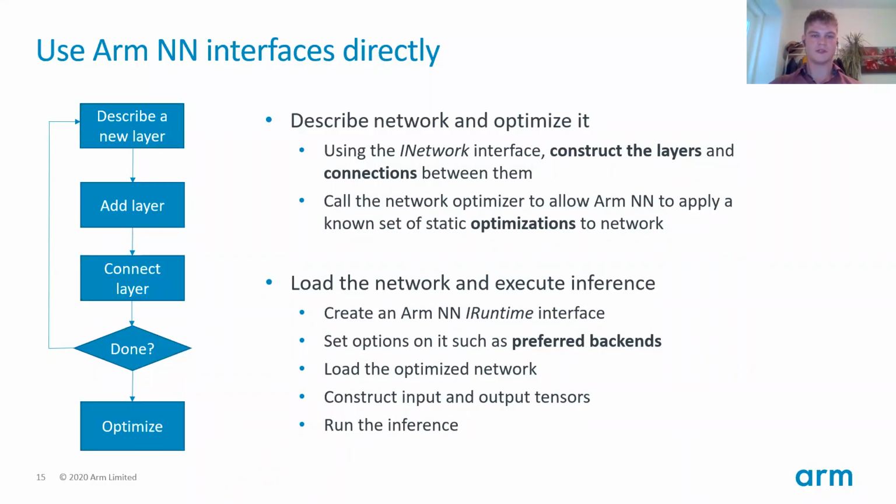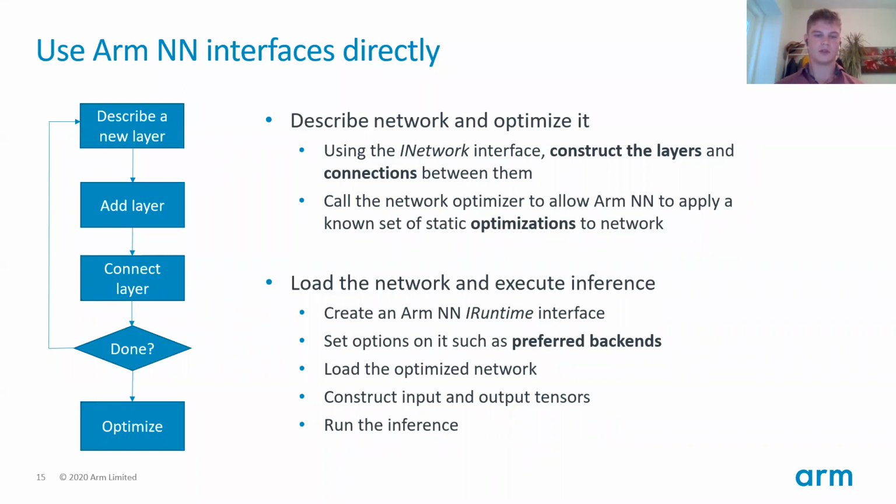So using ARM-NN interfaces directly, we start by describing the network and optimizing it. Using the INetwork interface, construct the layers and the connections between them. The diagram on the left describes that. So you first describe a new layer, add that layer to your network, connect that layer to the next layer in your network. And if you're not finished, you can describe your next layer and so on until you've built up a whole network. And once you're done, you can call the network optimizer to allow ARM-NN to apply a known set of static optimizations to the network.